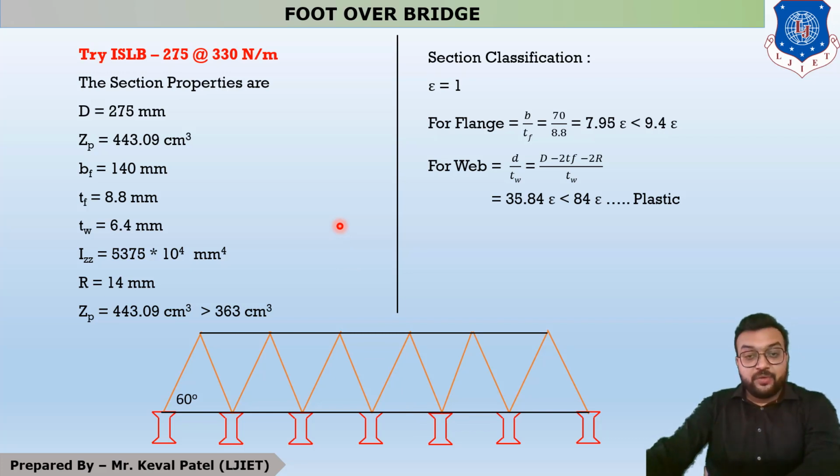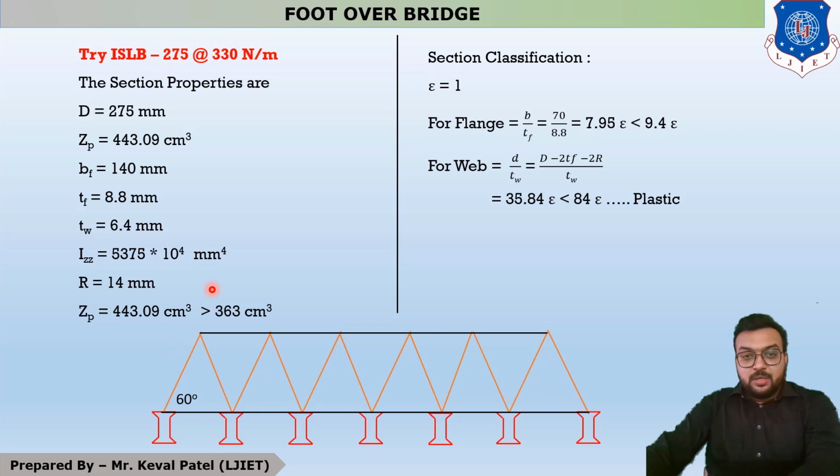It is provided in the steel table. So all the students move to the steel table, and in ISLB 275, capital R is also called the root radius or radius at root. So all the data will be found from the IS code and the steel table.